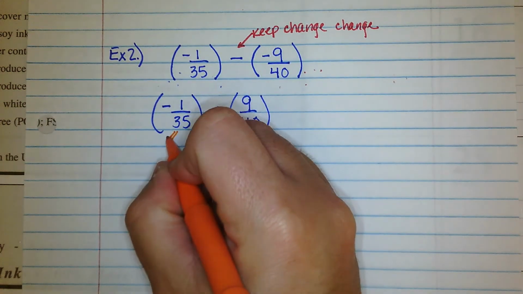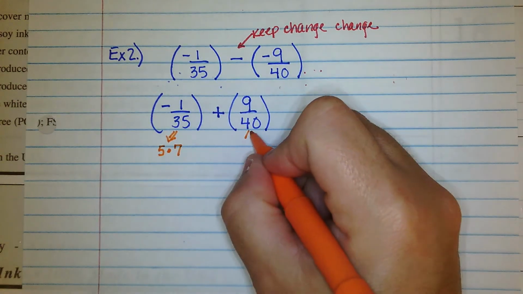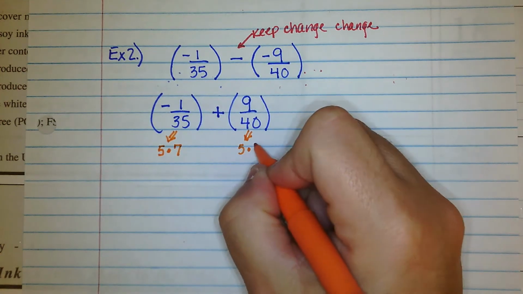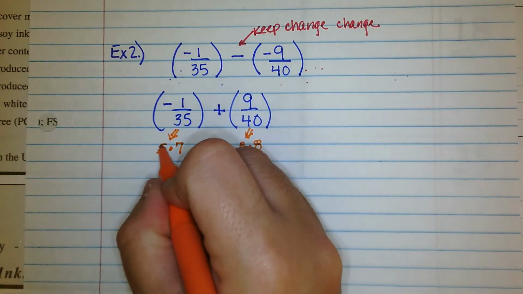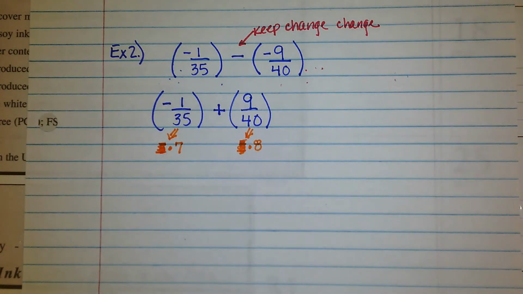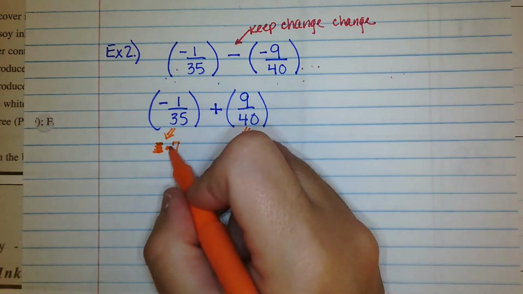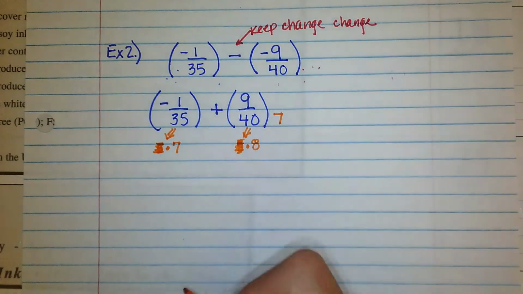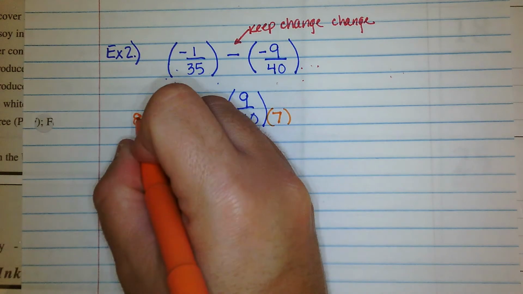So I just have to think about, this is 5 times what? 7. This is 5 times what? 8. And we know that the 5s are in common. We already have those, so we're going to take those out. We do not need to use the 5s. We already have them. They're already in common. We just want the other ones. So now I have to swap with a 7 and an 8. The 7 is going to go over here with the 40. And the 8 is going to go over here with the 35.